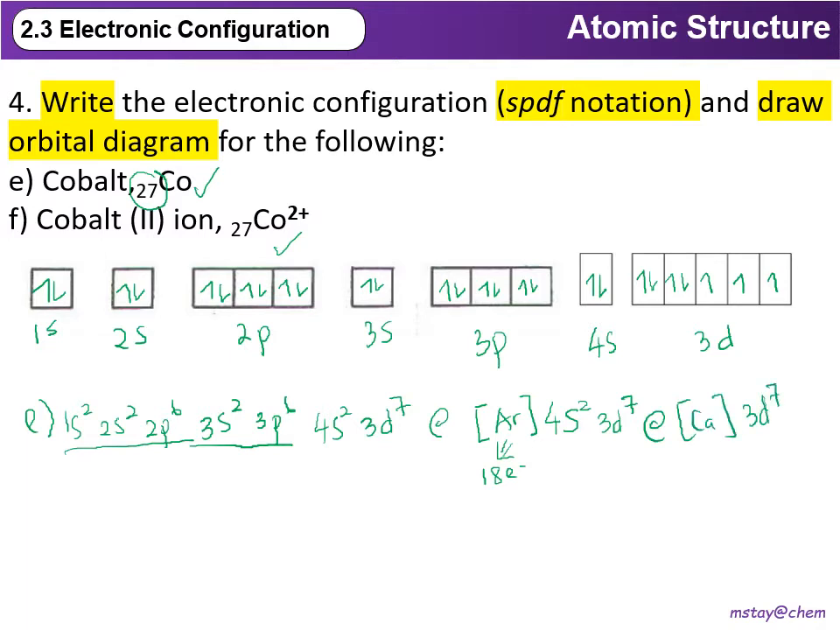No. When we simplify like this, we call it shorthand. When we use the shorthand method, the elements that we can use are only noble gases. Calcium is not a noble gas, so it cannot be used in the shorthand of electron configuration.